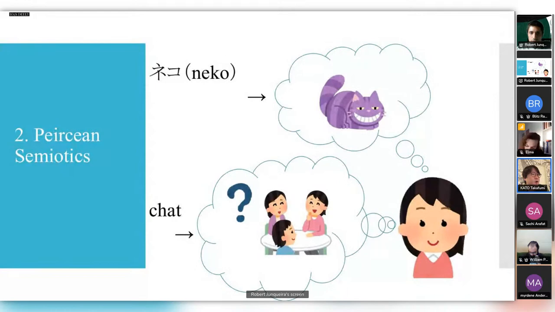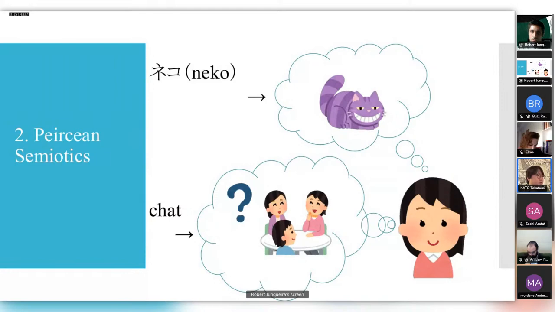But for now, this person cannot connect the word chat, a French word for cat, to the same concept. Or perhaps it is possible that she may connect the word to the concept of chat, an English word for a casual conversation, based on her knowledge of English. However, if this person learns French, she may be able to link the word chat to the concept of cat, and moreover, may be able to determine whether the word appears as English or French and choose her interpretation.